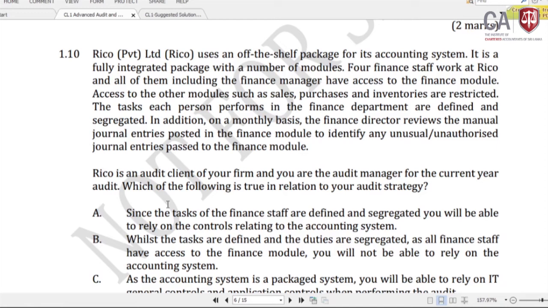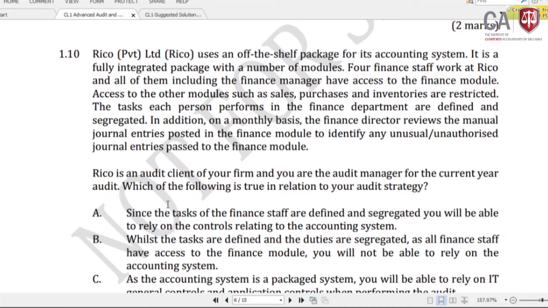Right, Rico Private Limited uses an off-the-shelf package for the accounting system. It is a fully integrated package with a number of modules. Four finance staff work at Rico, and all of them, including the finance manager, have access to the finance module. Access to the other modules such as sales, purchase and inventories is restricted.